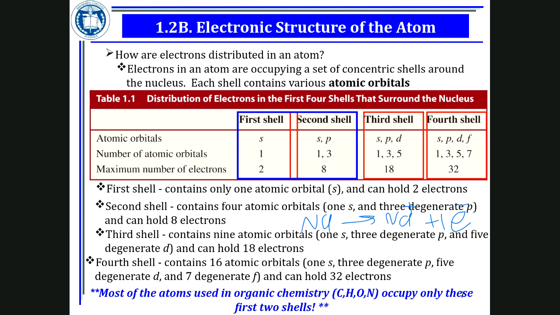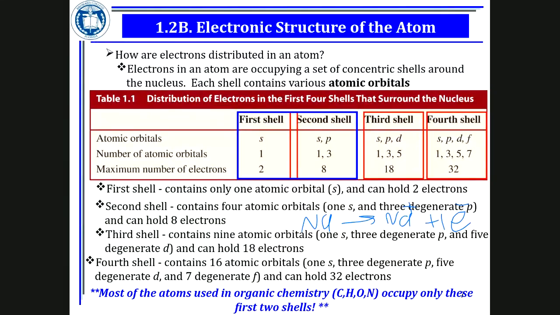The atomic orbitals. What are atomic orbitals? You know them from general chemistry: s, p, d, and f. Level 1 has only one orbital. Level 2, you have s and p orbitals. For level 3, you have s, p, and d orbitals. For level 4, you have s, p, d, and f orbitals.